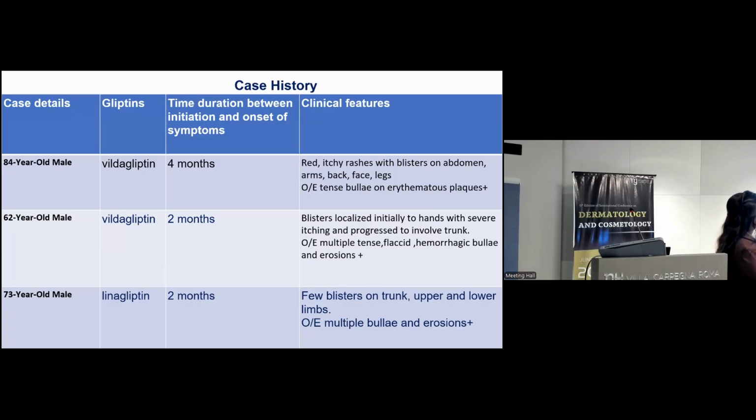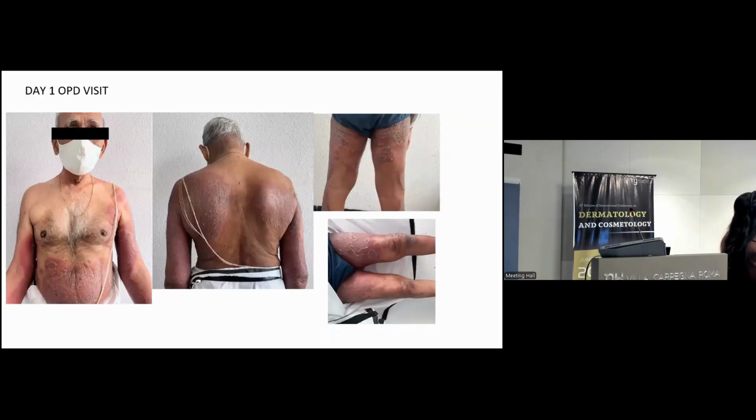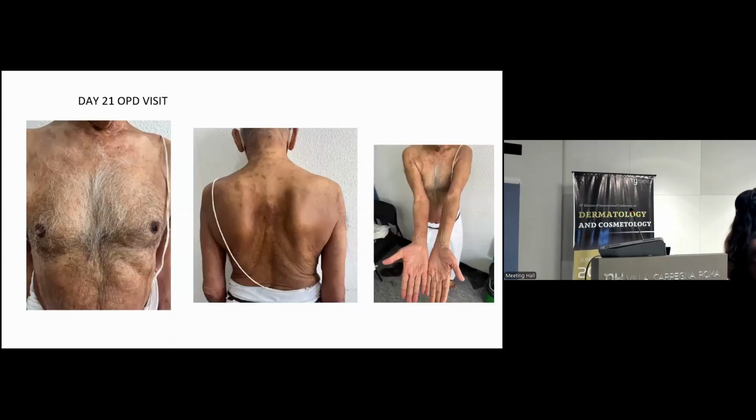So our first patient is an 84-year-old male who was on vildagliptin for 4 months. He developed red, itchy rashes with blisters on the abdomen, arms, and back. Here you can see erythematous scaly plaques which are well demarcated in the anterior and posterior aspect of the trunk and involving the upper limbs and the lower limbs. We can see a blister here. It's a thick blister. On day 21 of the OPD visit, after giving him oral steroids, tetracycline and niacinamide, the lesions were resolved.